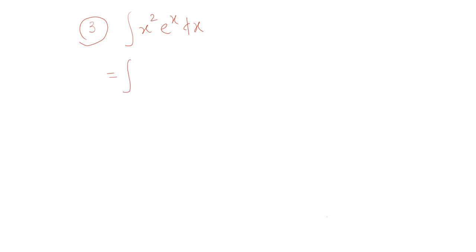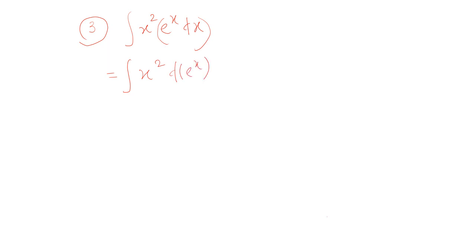If I group x square dx, it will become d of x cube by 3. The derivative of x cube by 3 is nothing but x square dx. Now the power gets increased. Therefore, there is no point in grouping that. So what I'll do is I'll just group e power x dx. I'll put a bracket over here, and I will write this as x square d of e power x.